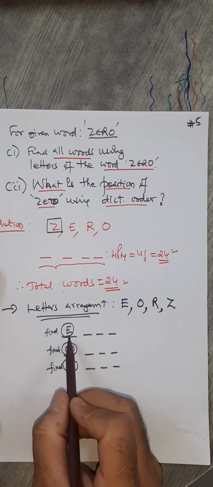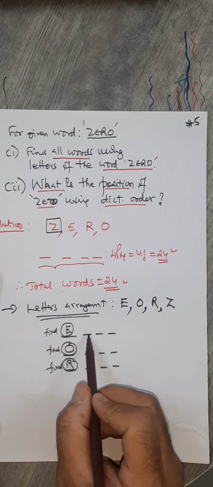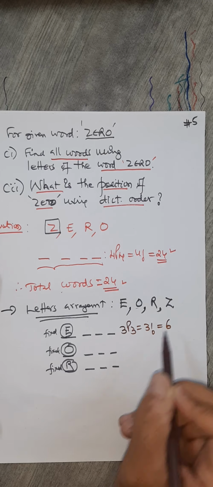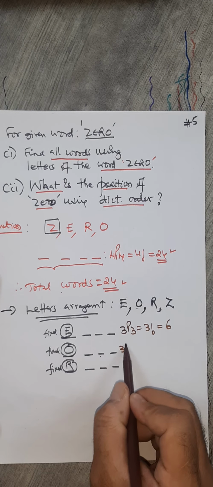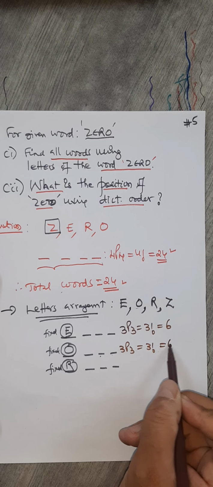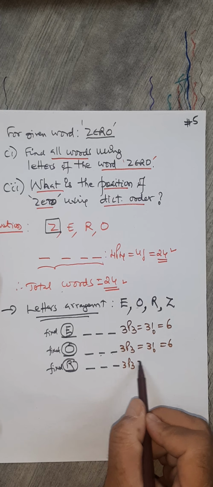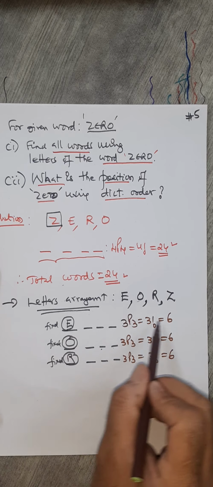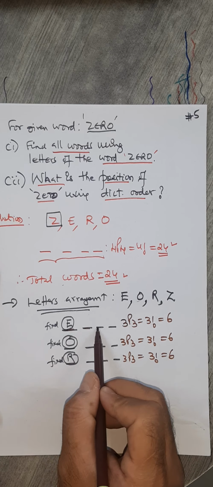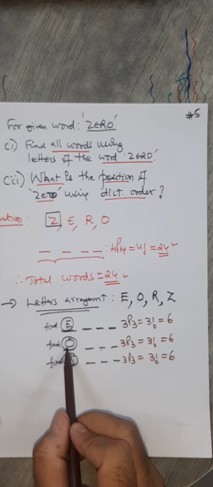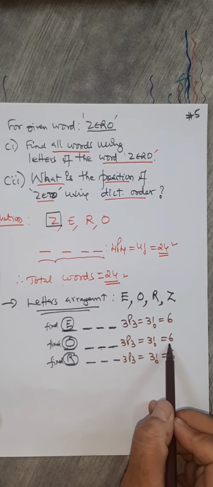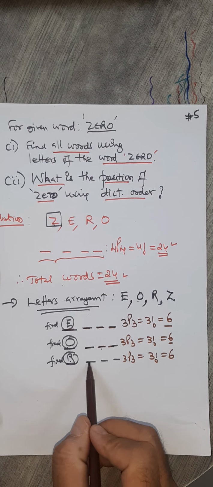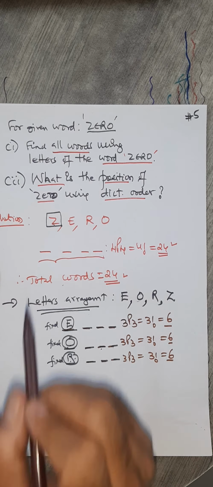Clear? All words whose first letter is E. How many now? 3 letters, 3 positions. 3P3, which is 3 factorial, which is 6. Clear? ये क्या आएगा? 6. All words whose first letter is E, वो सब Z से पहले होगा. All words whose first letter is O, 6. वो भी किससे पहले होगा? It would be before Z. All words whose first letter is R, 6. वो भी इससे पहले होगा.